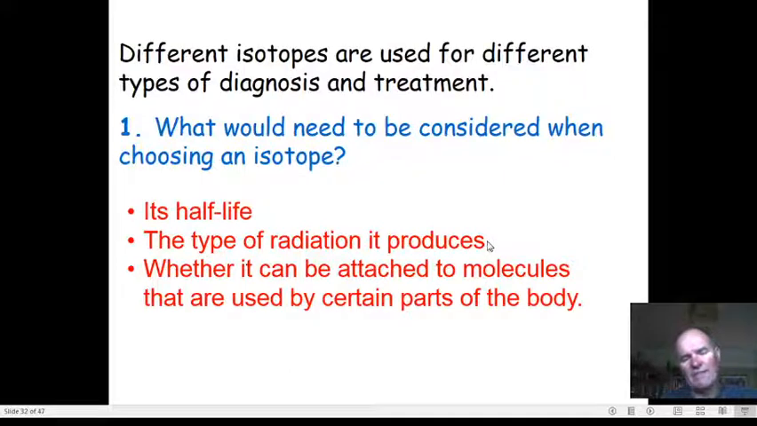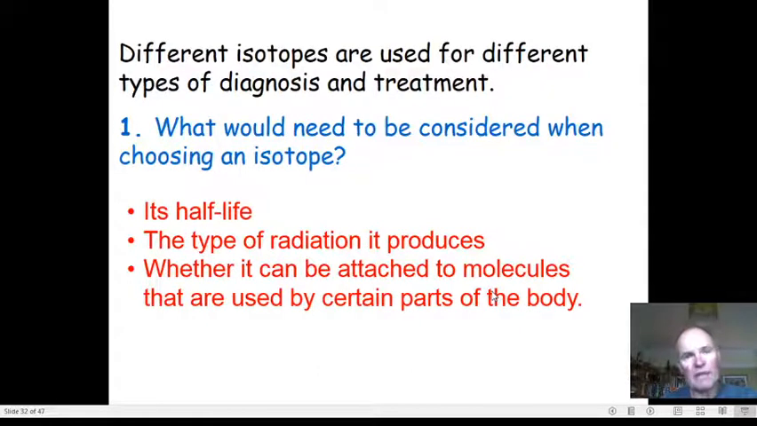We know about alpha, beta, gamma, and positron radiation. So we need to consider which radiation that tracer, that radioisotope, will produce. Some are more dangerous than others in the body. We also need to consider whether that radioisotope can be attached to molecules that are used in certain parts of the body.